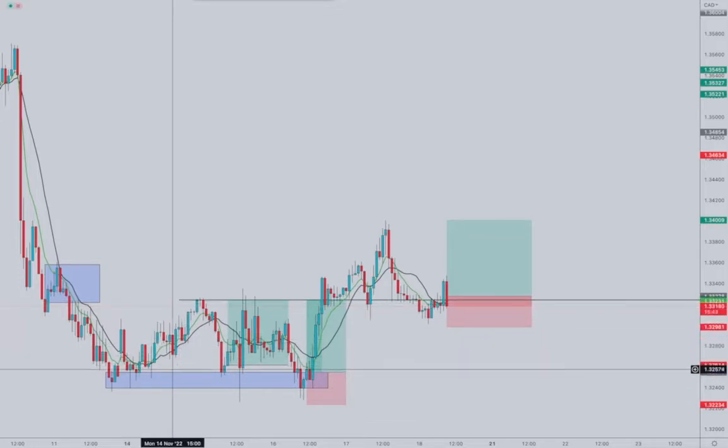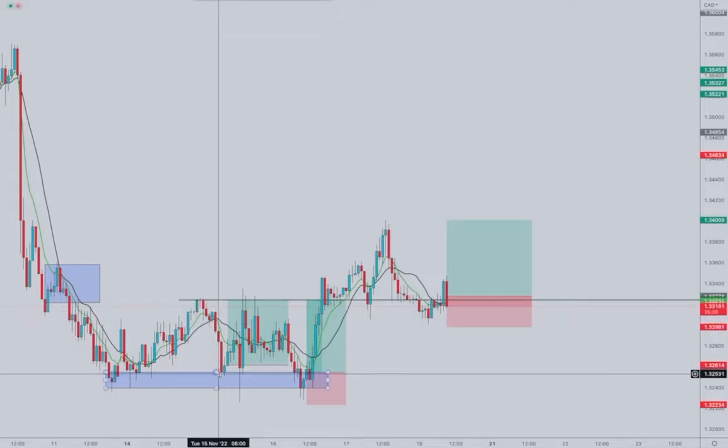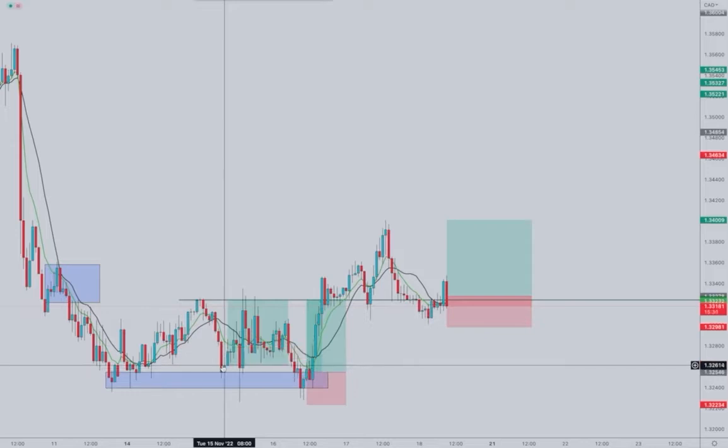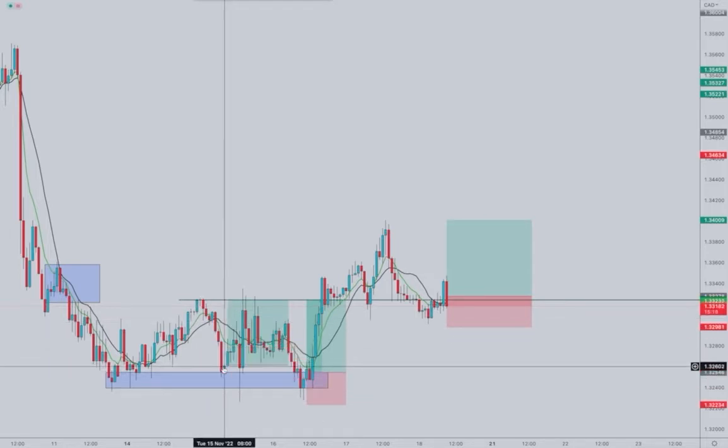Now we started to make a range over here. We went back all the way towards 1.3324, went below, and took the same rejection. This is where I took the trade, and I made around $6,000 on this trade as well. I closed partial profits around this area and moved my stop loss to entry.